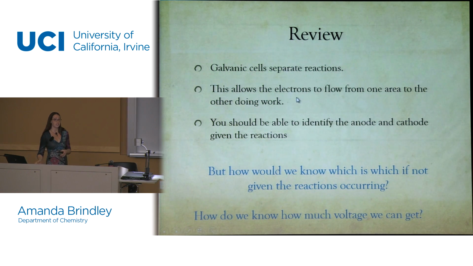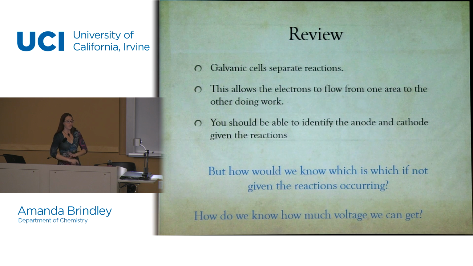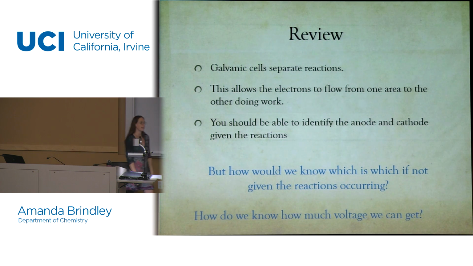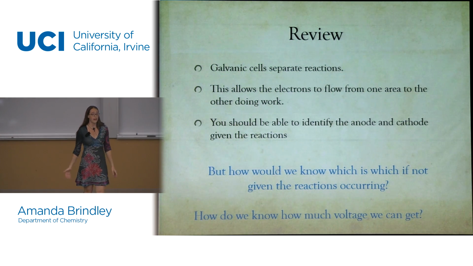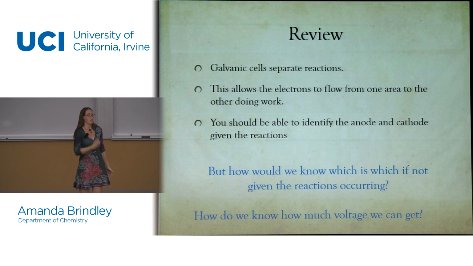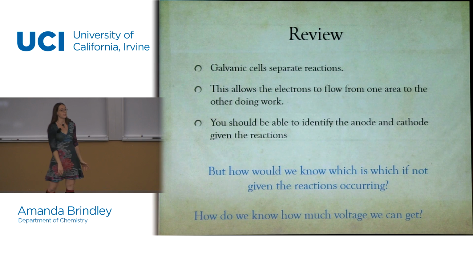This allows the electrons to flow from one area to another, and that's what allows us to do chemical work. Without that, it's just switching electrons in solution. We don't get any work from that. Given the reactions at this point, you guys should be able to identify the anode and cathode. You look at which one's producing electrons. That one is losing electrons. That is your oxidation, so that is your anode.